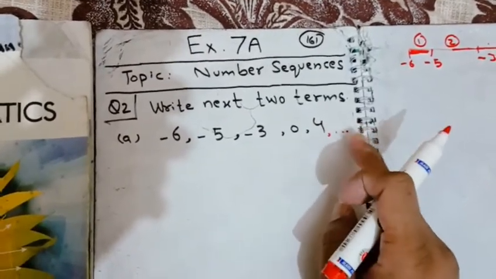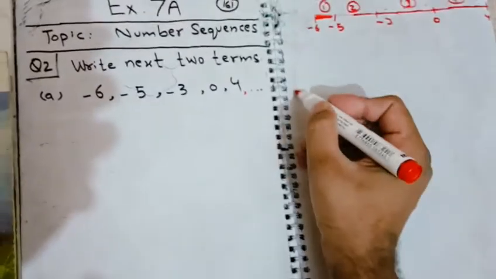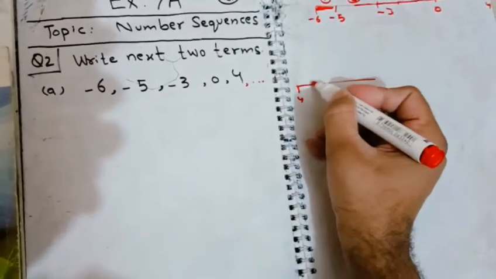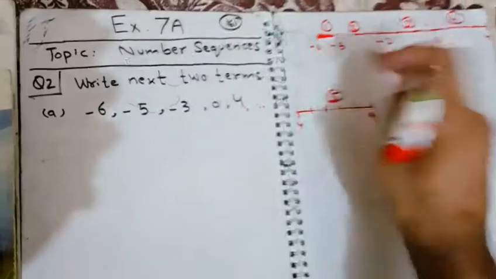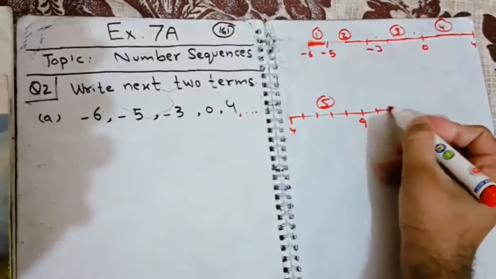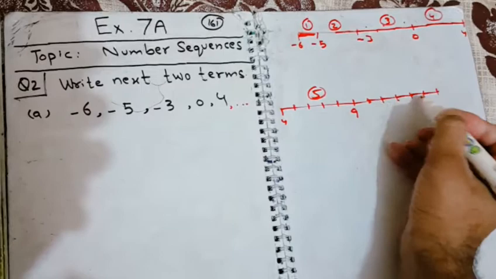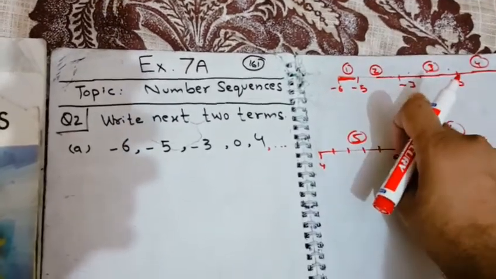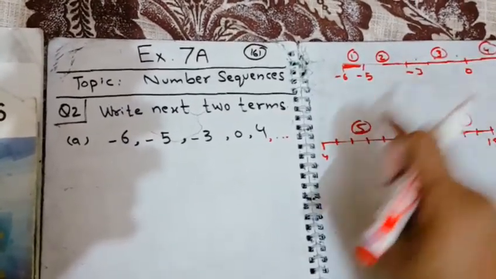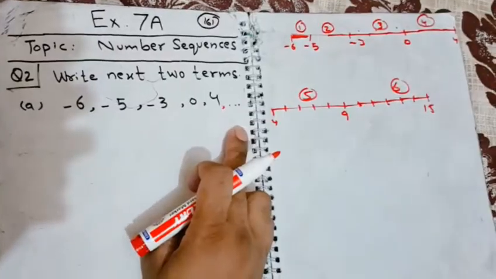So after 4, if we add a further 5 gaps, we shall get 9. Then after 5 gaps we go on with 6 gaps: 1, 2, 3, 4, 5 and 6, so 10, 11, 12, 13, 14 and 15. You can see after 1 gap there was minus 5, after 2 gaps there was minus 3, after 3 gaps there was 0, after 4 gaps there was 4, after a further 5 gaps there was 9, then after 6 gaps there is 15. So the next two terms will be 9 and 15.